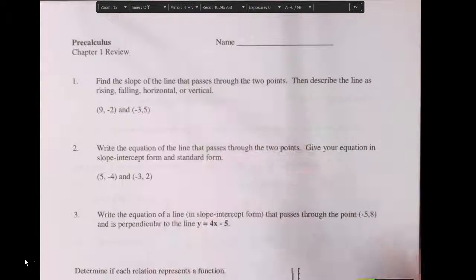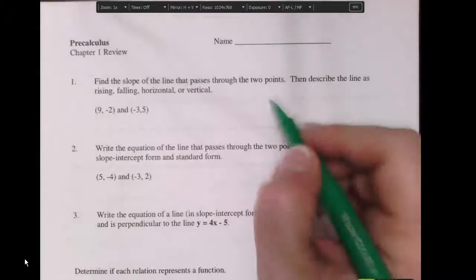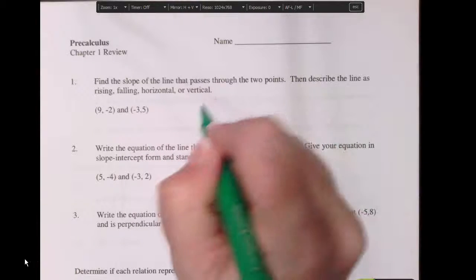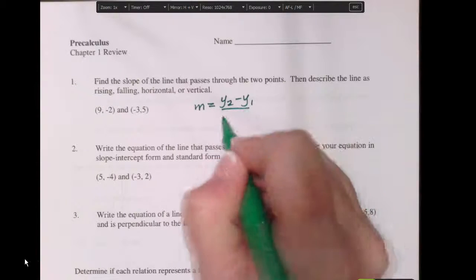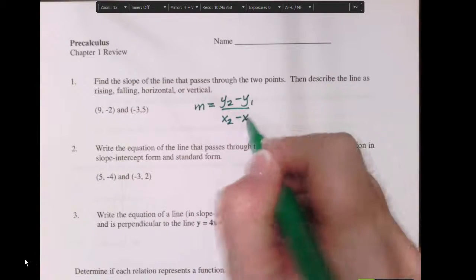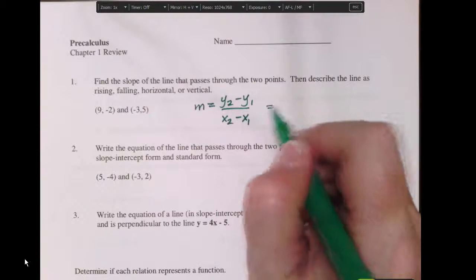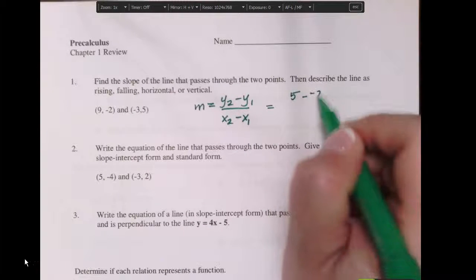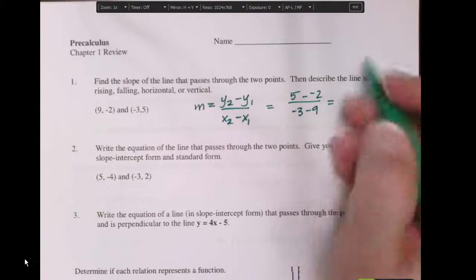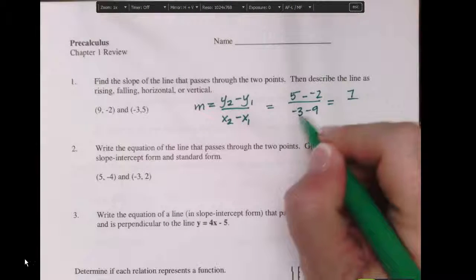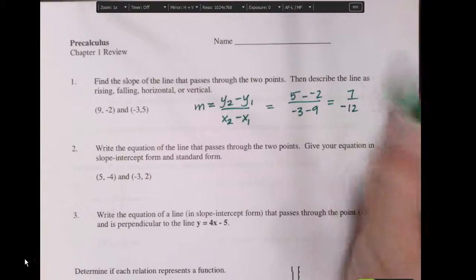So here we go. Number 1, find the slope of the line that passes through the 2 points. So in order to do that, I'm going to use the slope formula, y2 minus y1 over x2 minus x1. And so that's 5 minus 2 over negative 3 minus 9. And so that is 7 over negative 12.